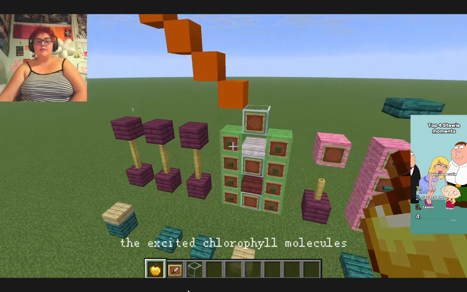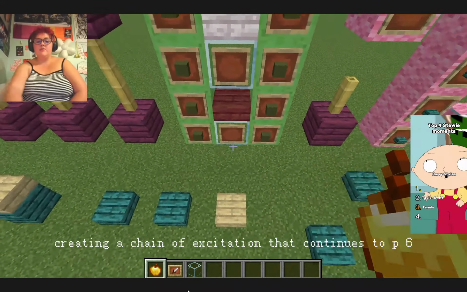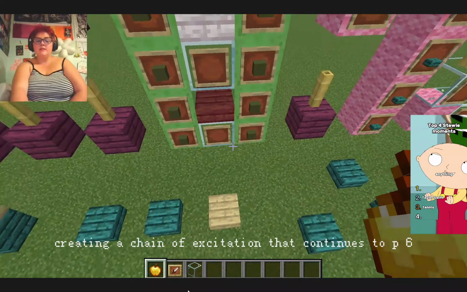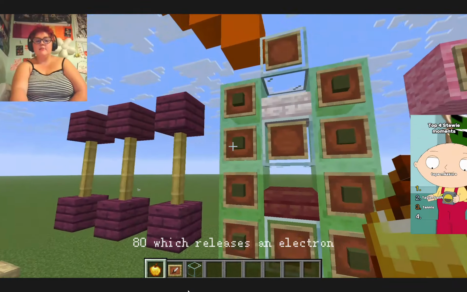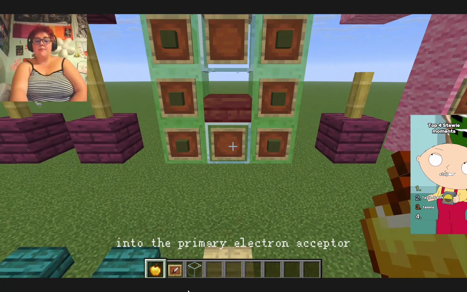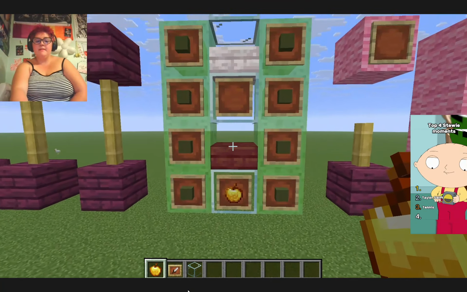The excited chlorophyll molecules excite their neighbors, creating a chain of excitation that continues to P680, which releases an electron into the primary electron acceptor.